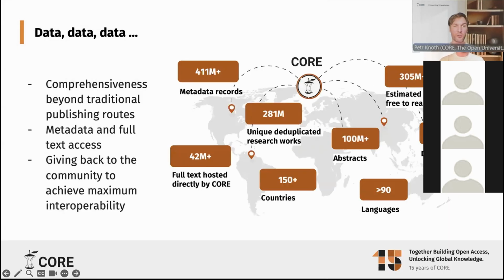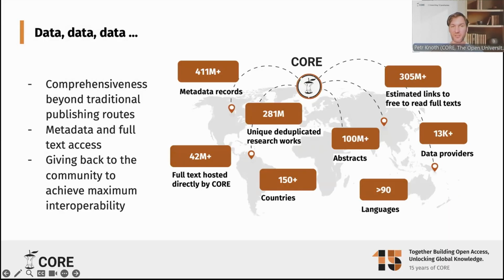What is in Core? Core really cares about comprehensiveness of the content. We've got about 400 million metadata records indexed by Core. And when I say metadata records, these can correspond to research papers, but they can also correspond to things like research data. Research data we index at the level of the metadata. When we have papers, we index them both at the level of the full text and the metadata where this is allowed for us to do so. Indeed, we are a metadata and full text access provider in this respect.